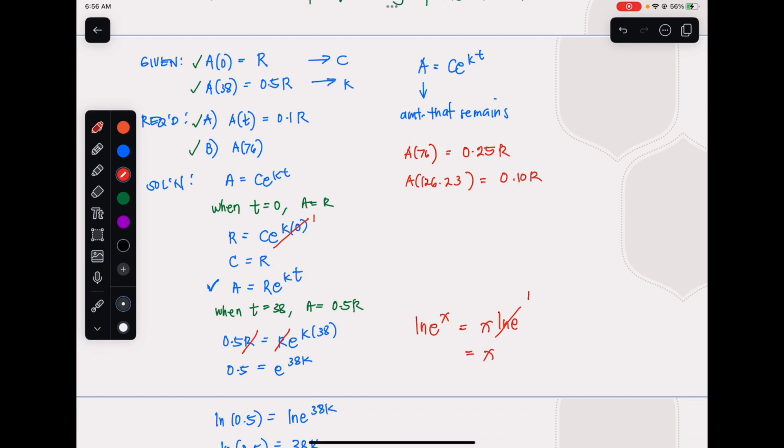So as you can see here, as the time increases, the radioactivity of the element decreases, or the element decays. From 100% initially, to 50% after 38 hours, and then to 25% after 76 hours, and then to 10% of the original amount after 126.23 hours. So the increase in time corresponds to an exponential decrease in the amount of radioactivity for the given element. So this is a decay problem, and it follows the law of exponential decay.